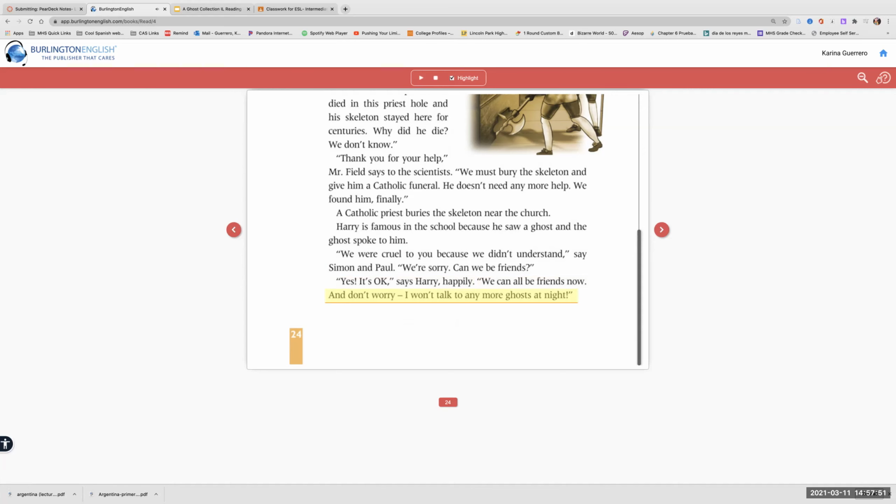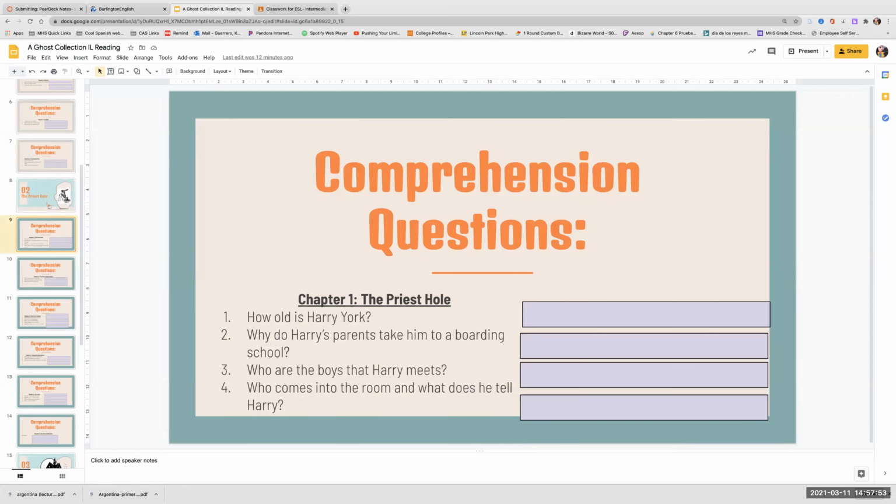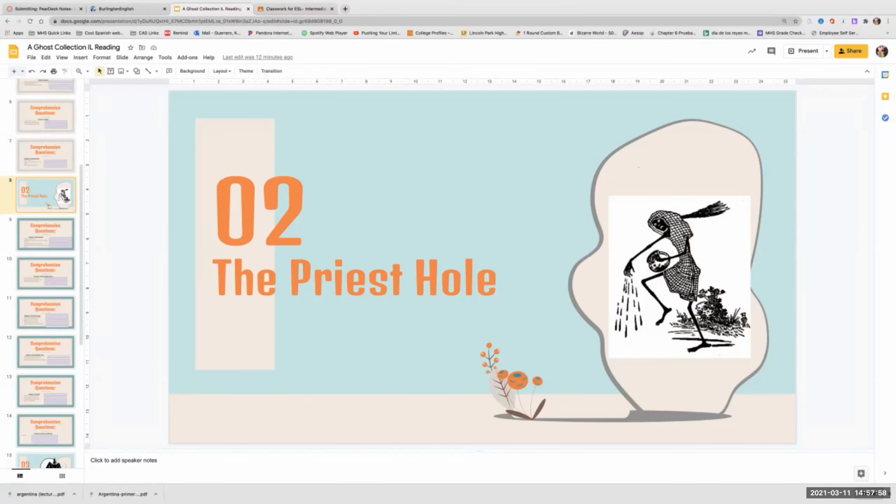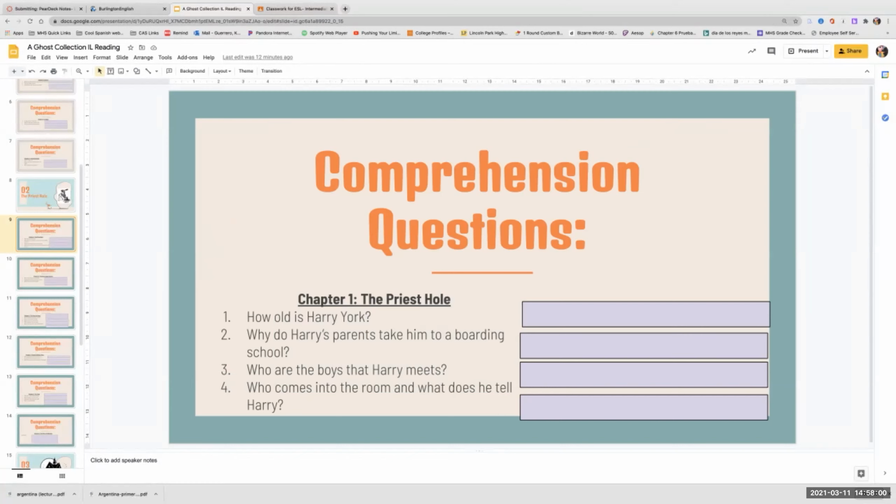Okay, so everyone, we're just going to read the first 2 books together. So For the Priest Hole is book number 2. The questions for chapter 1, we already read. How old is Harry York? Why do Harry's parents take him to boarding school? Who are the boys that Harry meets? Who comes into the room and what does he tell Harry? That is chapter 1. If you did not understand, please make sure to listen to the story.